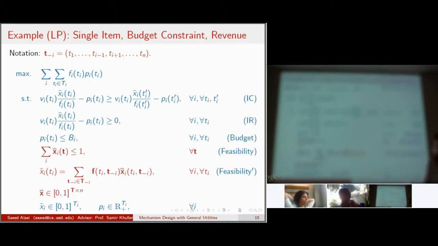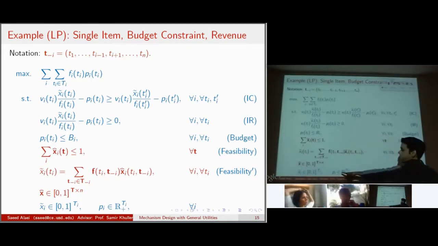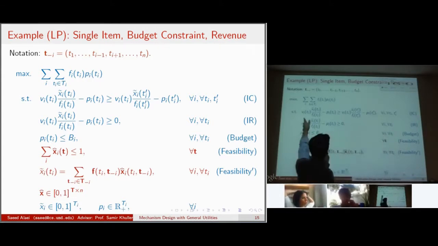So this linear program has basically three sets of variables: the interim allocation rule, the ex post allocation rule, and the payment variables. The objective basically maximizes the expected payments over all the agent types. And this is the incentive compatibility constraint.